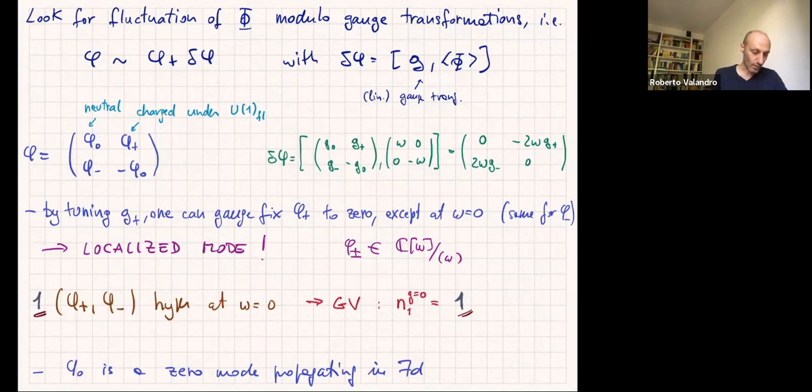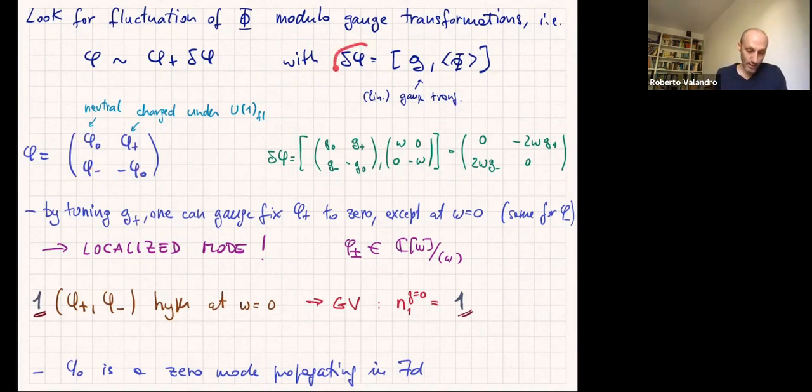So how do we do this? Well, phi can be parameterized in this way, and I like to parameterize it in this way. So it's a 2x2 matrix that is traceless, of course. And here you already read that each element has different charges with respect to the U1, because the U1 that is preserved is just the Cartan.